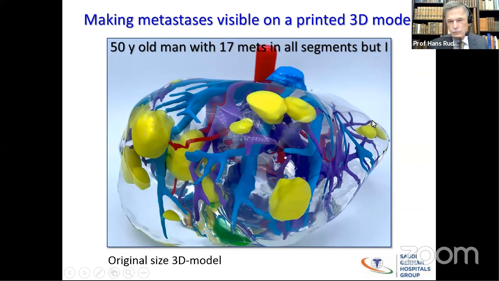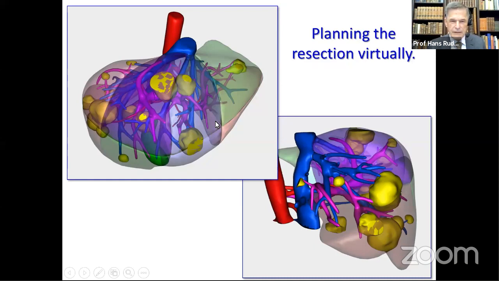2 metastases in segment 2 and 3, and 2 or 3 metastases in segment 8. So we planned only subsegmental resections in these segments, and to resect all the other parts, segment 4, 5, 6, 7. And these are the metastases, and we get help then from the possibility to virtually plan the resection at the computer with the same model, only virtually.